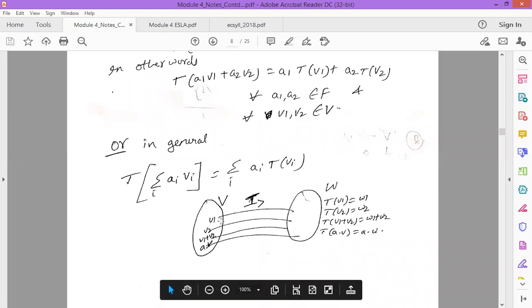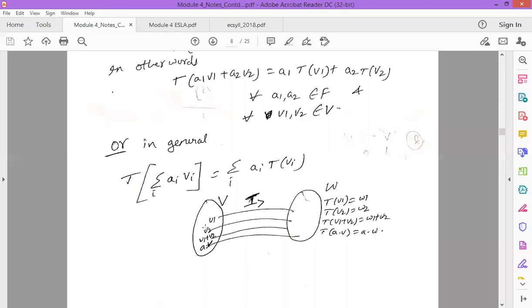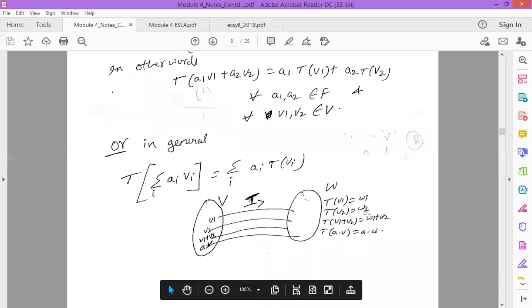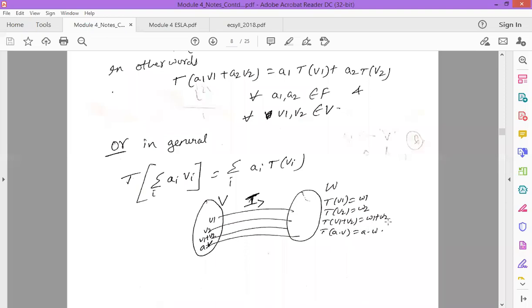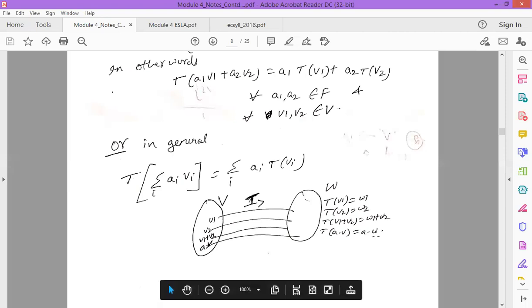So here you can see that the transformation of V1 results in W1. The transformation function applied on V2 results in W2. The transformation of V1 plus V2 results in W1 plus W2. The transformation of A dot V results in A into W.